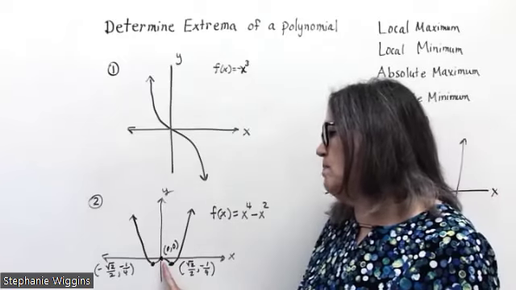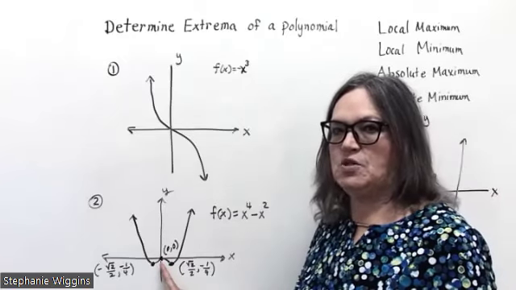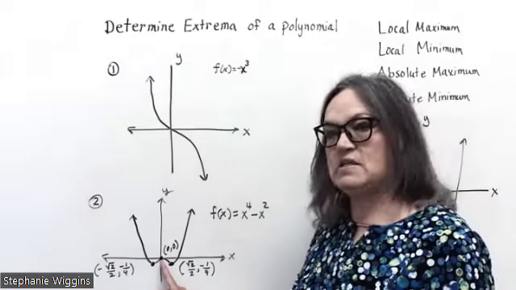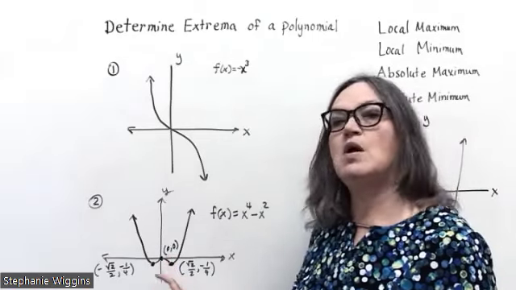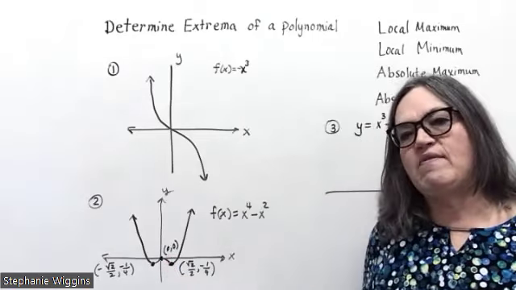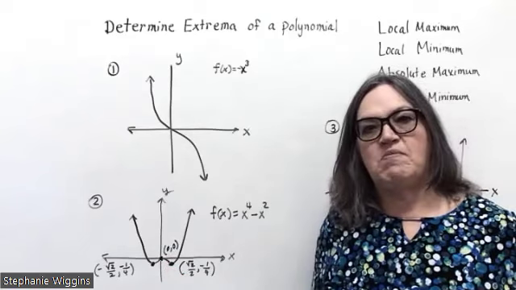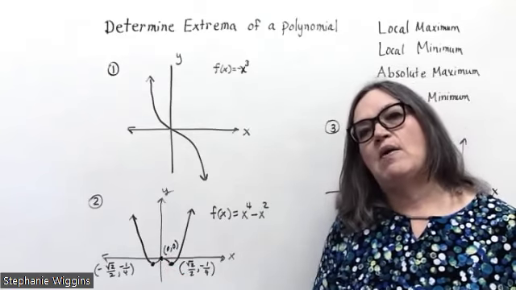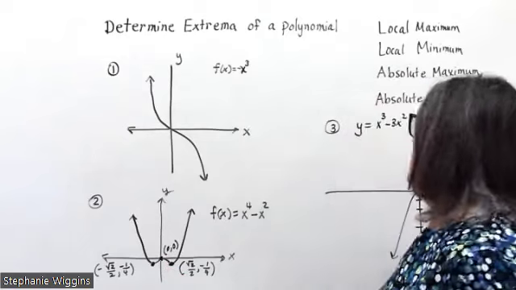Then we have a local maximum. Even though we don't have an absolute maximum, we have a local maximum of 0 at 0. See the language there? We always give the y value for the extreme value, and then we give the x value as where it occurs.